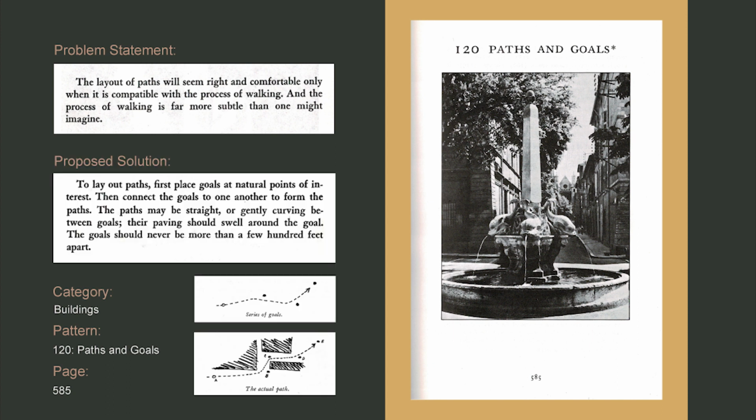The proposed solution is this. To lay out paths, first glance at goals or natural points of interest, then connect the goals to one another to form the paths. The paths may be straight or gently curving between goals. Their paving should swell around the goal. The goals should never be more than a few hundred feet apart.